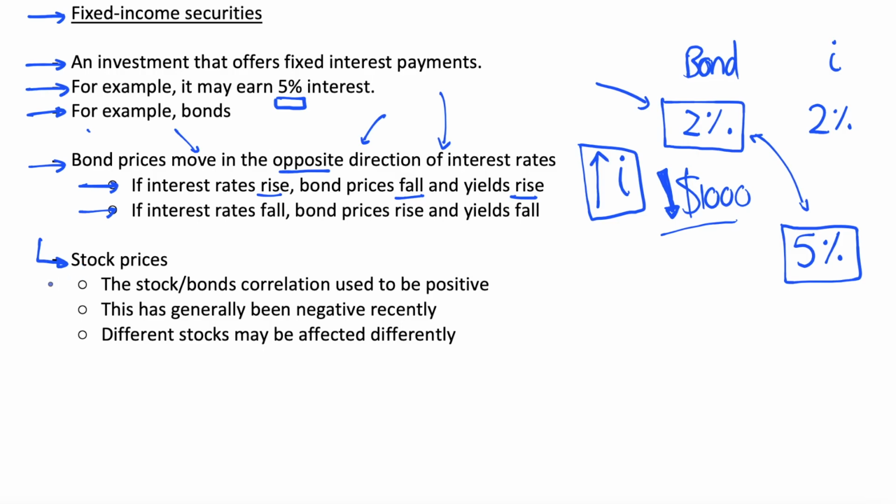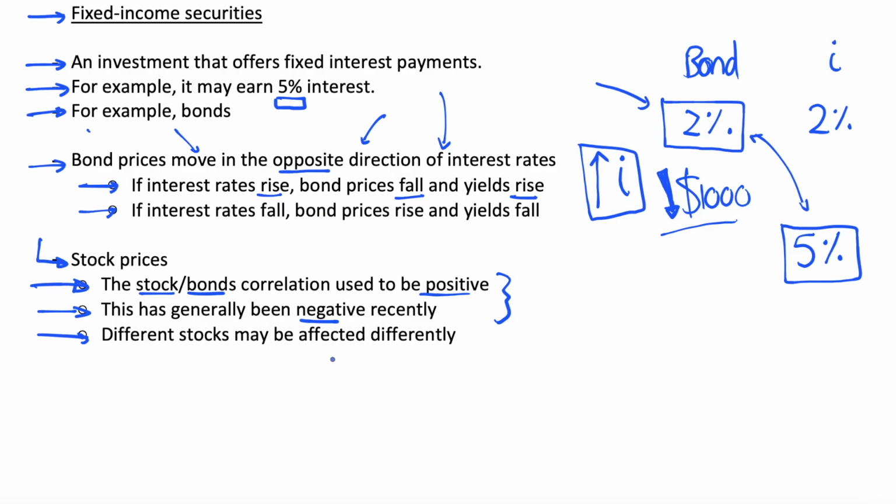And if we just have a quick look at this, in the past we've seen that there's a correlation between stocks and bond prices. And this correlation used to be positive, but more recently this has generally been negative. But this relationship doesn't matter just as long as we acknowledge that there is some relationship here. So stock prices will be affected by changes in interest rates. And this is looking at stocks more generally, but as a matter of fact, different stocks will be affected differently by a change in interest rates.